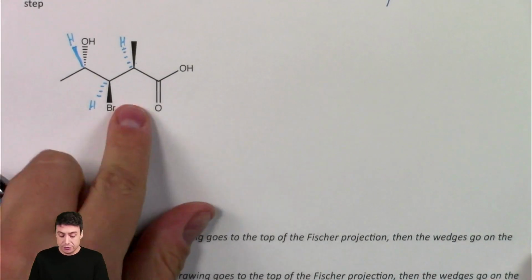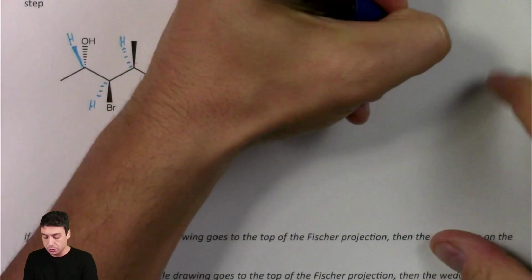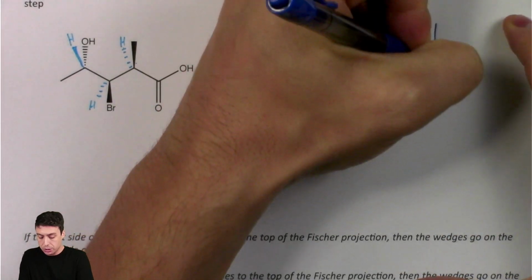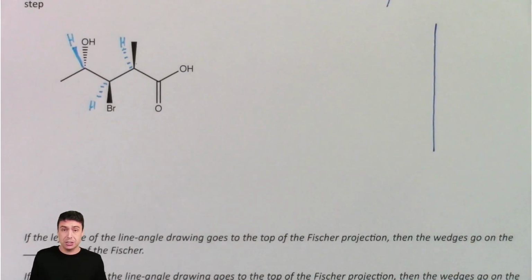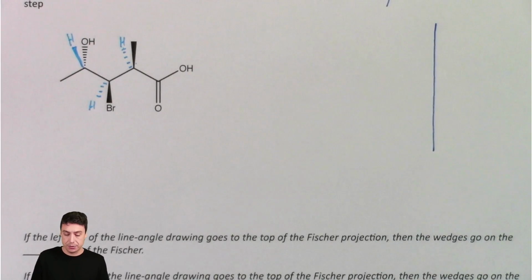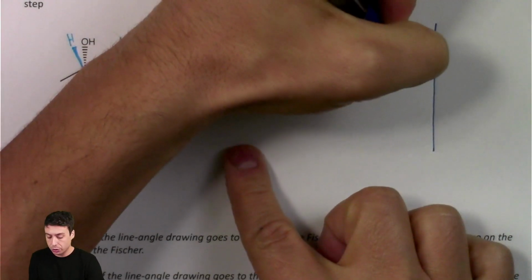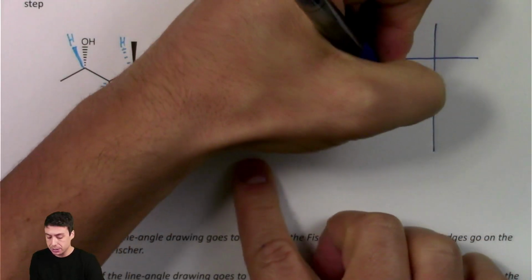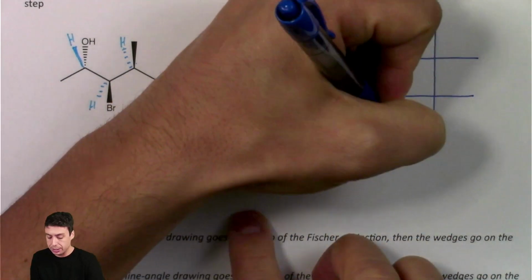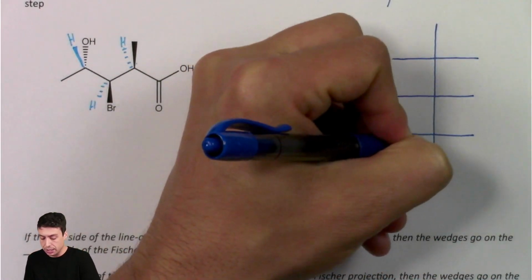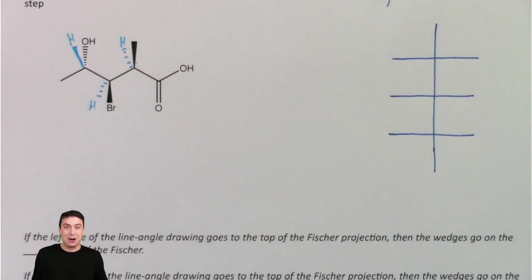So the goal is eventually we're going to turn this into a Fischer projection. So if you want to go ahead and draw the skeleton of your Fischer projection, to give yourself some reference here, because there are 3 of those chiral centers, we should have 3 intersections of lines. I'm drawing it very carefully, so my awful handwriting is still legible somehow.